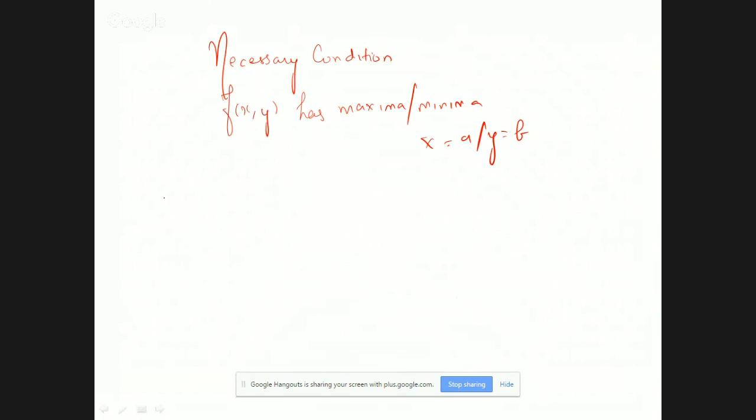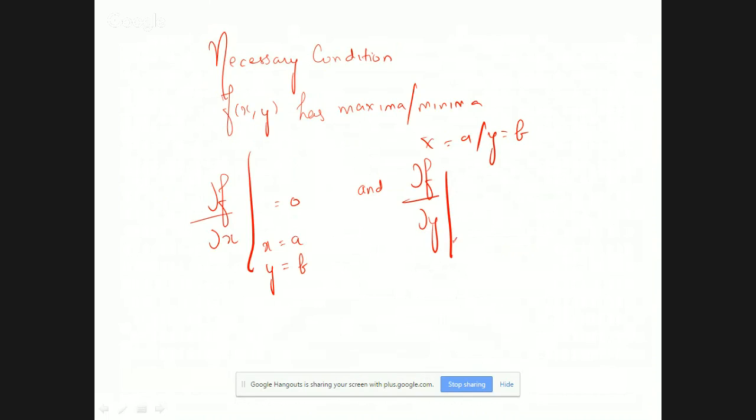For the necessary condition, you partially differentiate: dou f by dou x at x is equal to a and y is equal to b should be 0, and dou f by dou y at x is equal to a, y is equal to b should be equal to 0. This is a necessary condition. When the first order partial differentiation of that function is 0 at that point a and b, then it has maxima or minima at x is equal to a and y is equal to b.